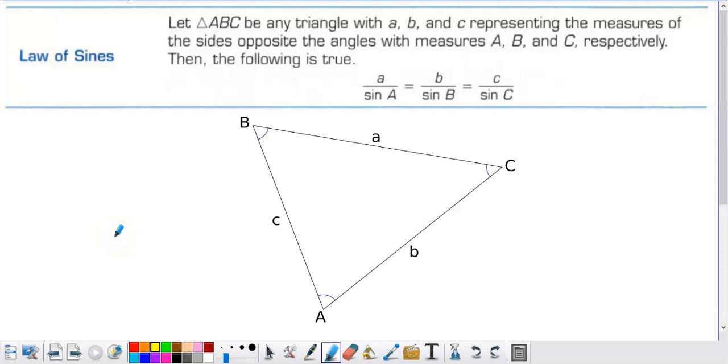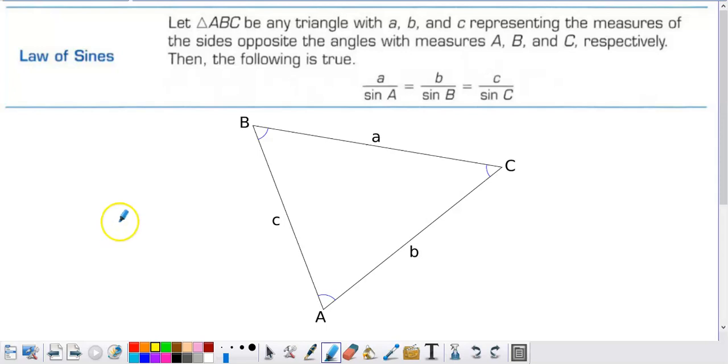So in this video, we're going to take a little bit of time to talk about what's called the law of sines. We've done some work over the past few videos with right triangle trigonometry. We've done some work with the Pythagorean theorem. Both of those ideas apply only to right triangles.